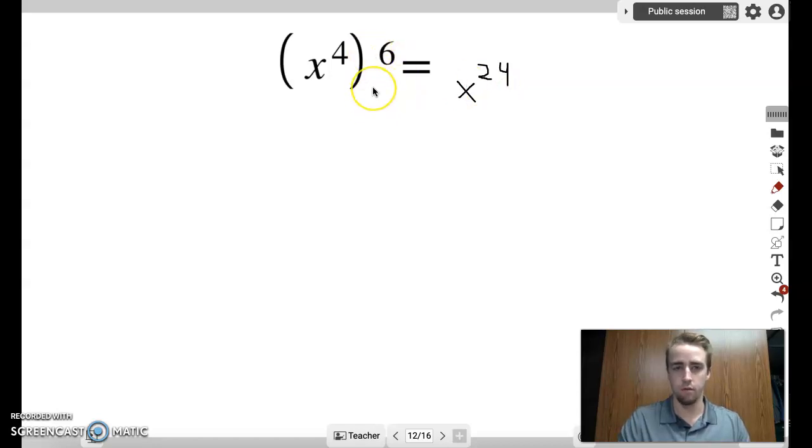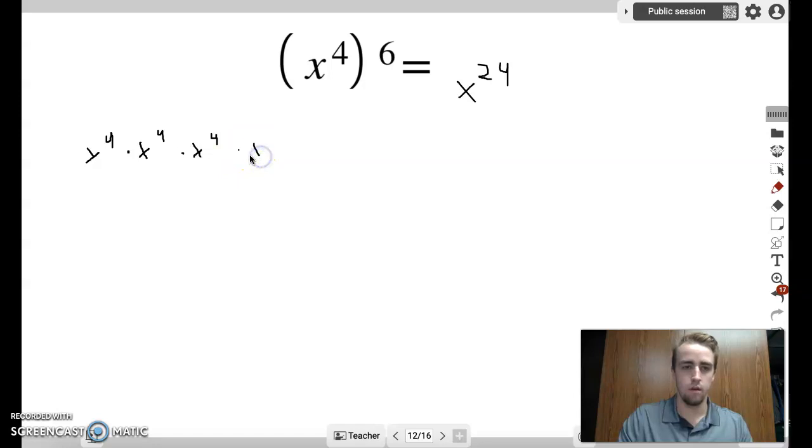If you want to think about it another way, which may help you better, think about having this number 6 times. So you're going to have x to the 4th times x to the 4th times x to the 4th times x to the 4th times x to the 4th, and then one more times x to the 4th.